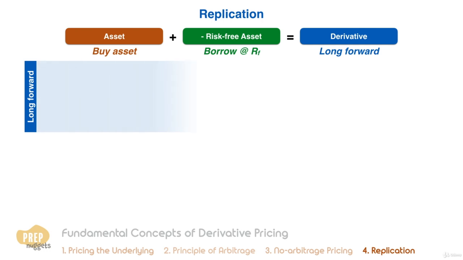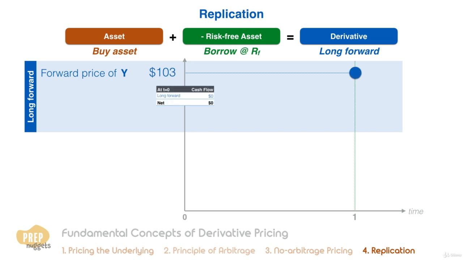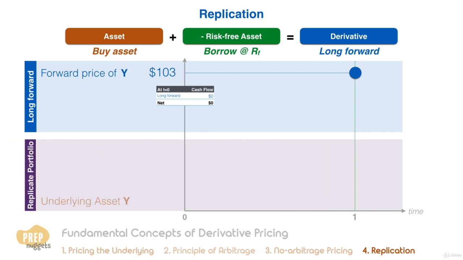In taking a long forward position, an investor agrees to buy Y 1 year later. At the initiation of the contract, the investor does not fork out any cash, so his net cash flow is zero. On the other hand, the investor can replicate the long forward position by borrowing $100 at the risk-free rate and using the money to purchase the asset. Similarly, his net cash flow at time zero is zero.